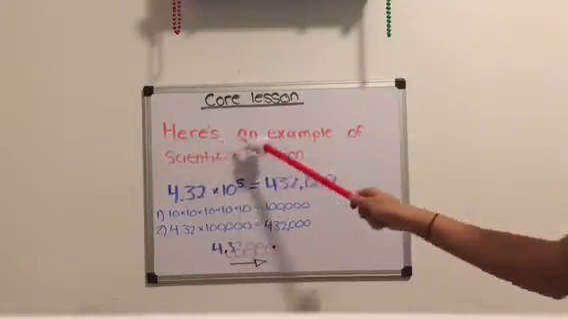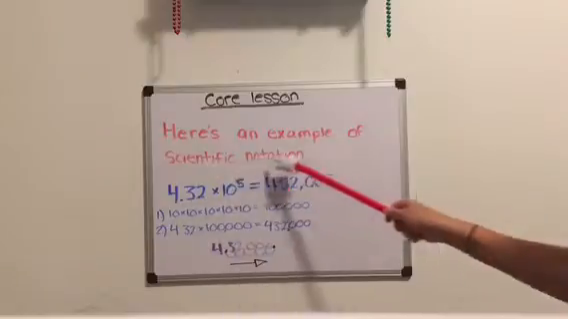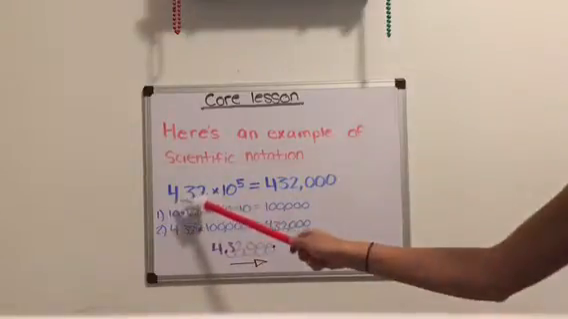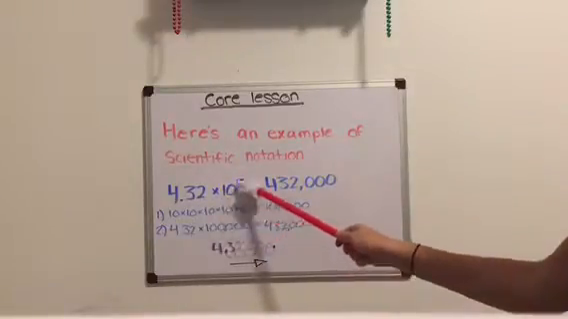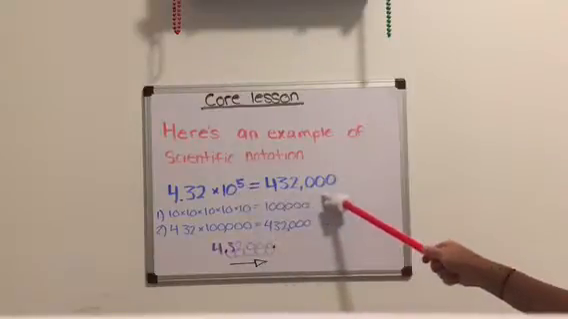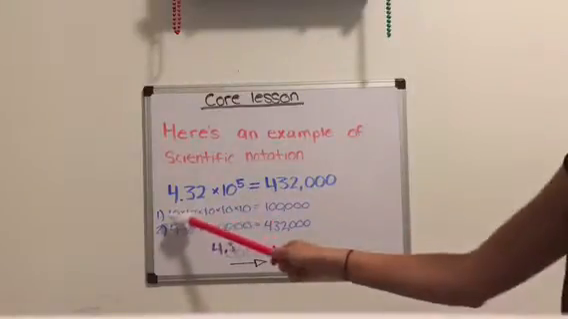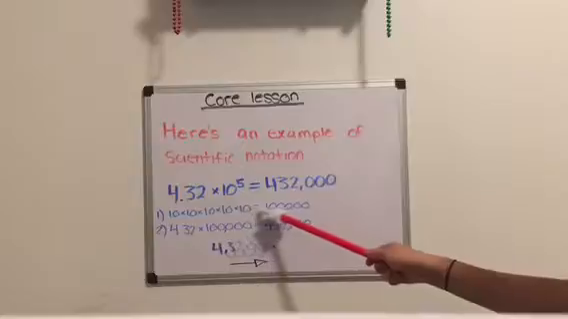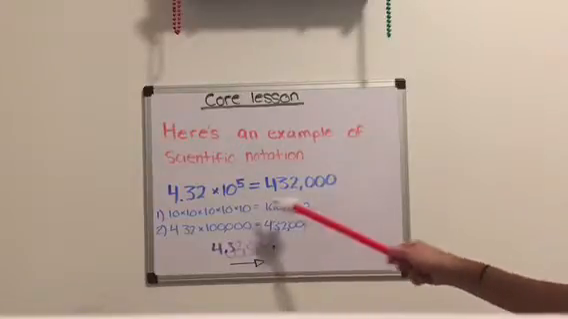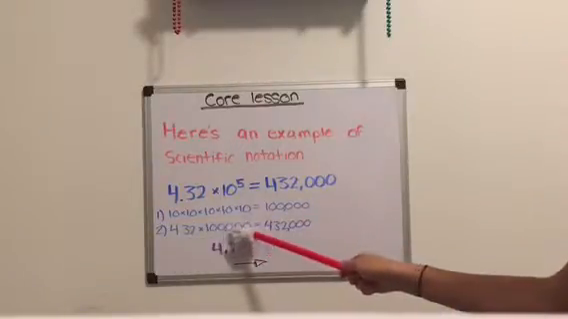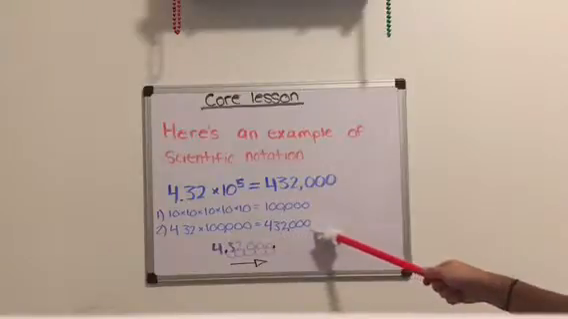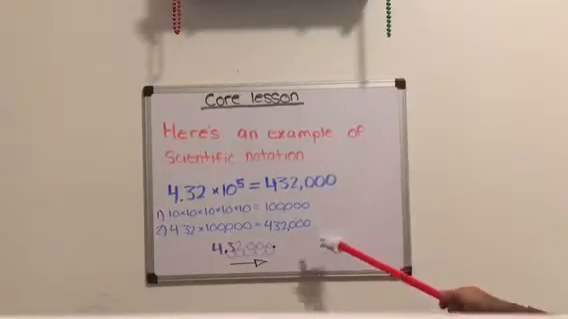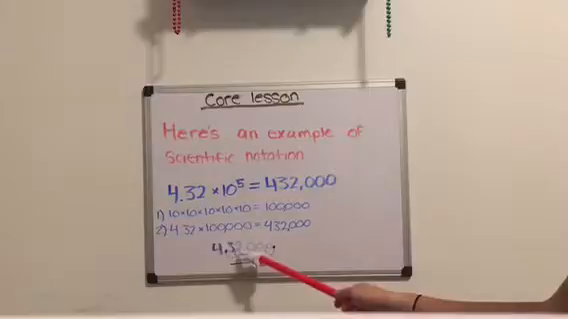Core lesson. Here's an example of scientific notation. 4.32 times 10 to the power of 5 equals 432,000. Because you first multiply 10 5 times, which would give you 100,000, then you need to multiply 4.32 by 100,000, which would give you the product of 432,000.